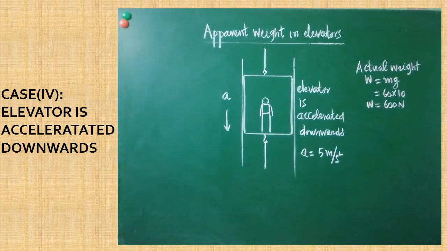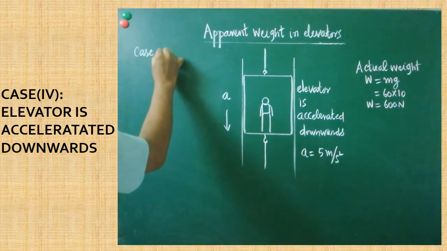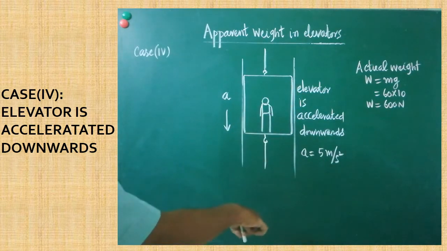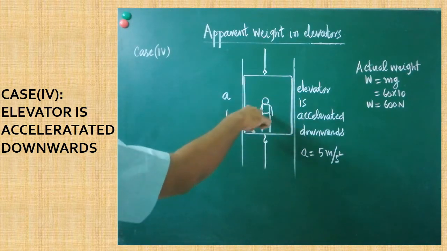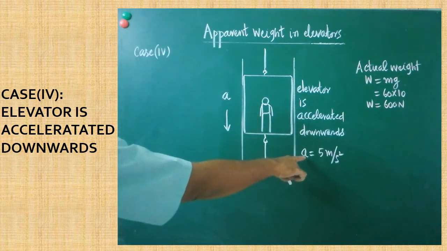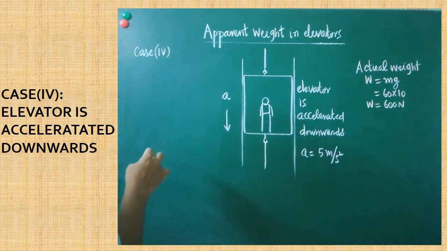Now we are going to analyze case 4. Are you clear? In case 4, look at that. Here the elevator is accelerated in the downward direction. Along with the elevator, the person is moving in the downward direction and is accelerated. Let us assume the acceleration of the elevator is 5 meter per second square. Now we have to find out the apparent weight of the person.